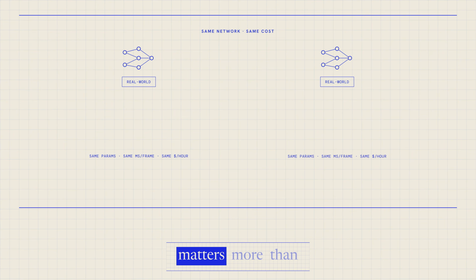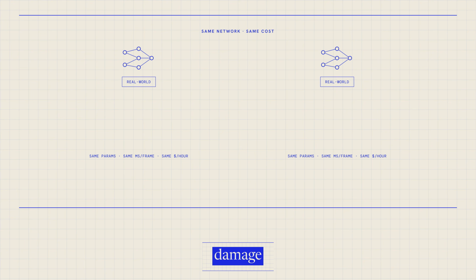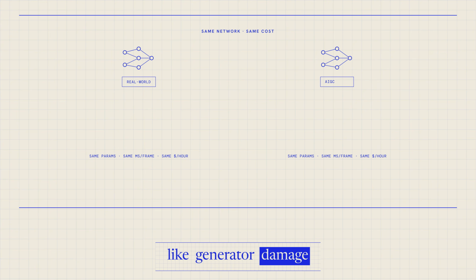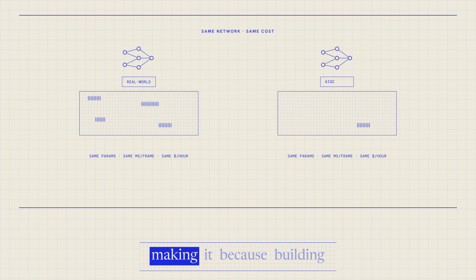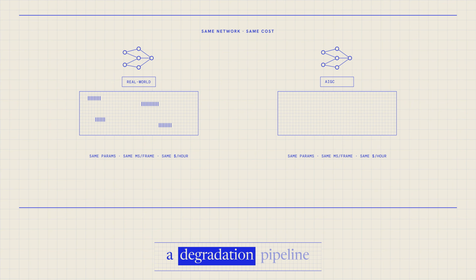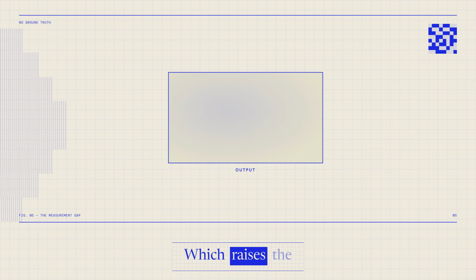Here is why this matters more than any bigger model. Retrain that same small network on damage that actually looks like generator damage, and it gets better at your content, at exactly the same inference cost. Not a bigger model, not more GPU, the same network taught the right disease. That is the highest quality per dollar move available, and almost nobody is making it, because building a degradation pipeline is unglamorous work that no benchmark rewards, which raises the question this chapter cannot answer.